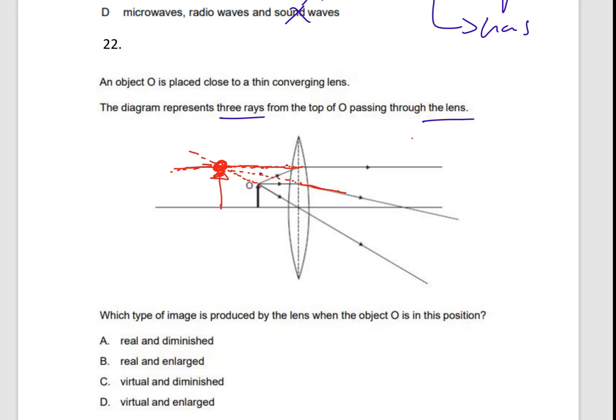Now, whenever you find images like this, number one, you get the image using the dotted lines. That's when we call the image virtual. And you would see this image not on the other side of the lens, but along the same side of the lens, which means the image is virtual. And as you see, the image that you have drawn is obviously larger or bigger than the object itself. So the option is virtual and enlarged.